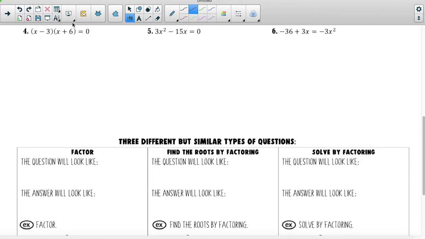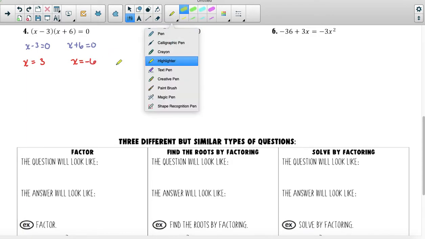If we look carefully, question 4 is not in standard form. It does have two linear factors multiplied to each other. Therefore, this problem is actually already factored for us. This means that we can go straight into the zero product property. We take our factor of x minus 3 and set it equal to 0. We take our factor of x plus 6 and set it equal to 0. And then we solve. So we get x is equal to positive 3, and x is equal to negative 6.